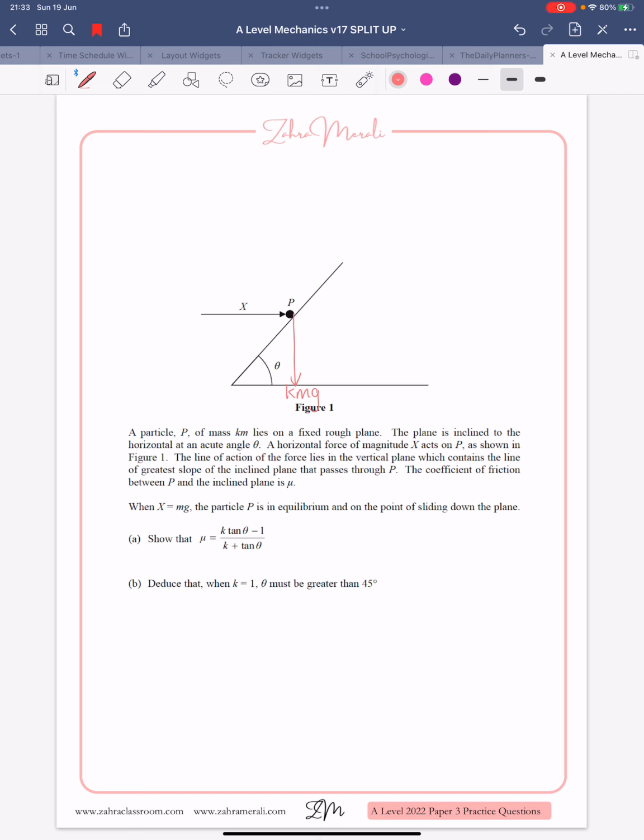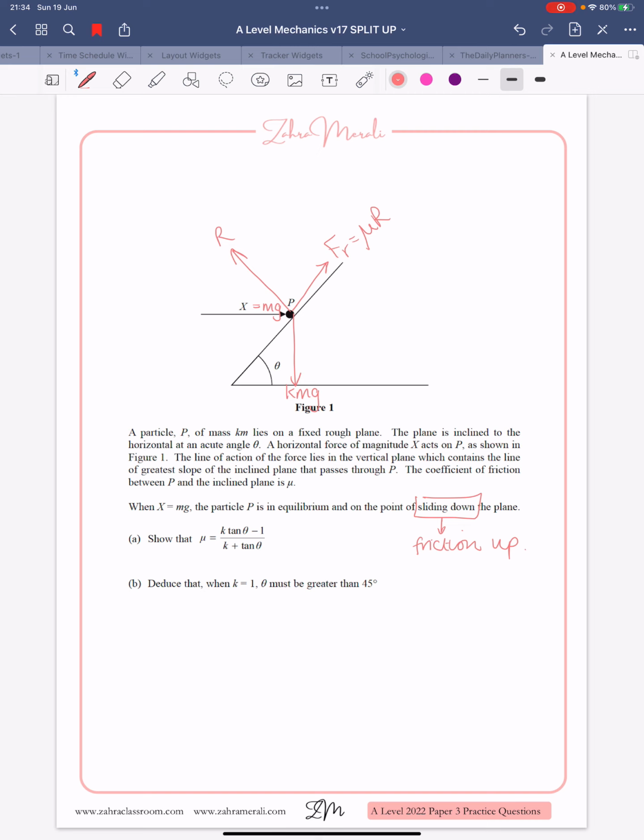When X equals mg, so we're saying X is actually mg, the particle P is in equilibrium and on the point of sliding down. Now the useful bit about this information is that it tells you therefore friction acts up. So if it's on the point of sliding down, you're going to have friction, which we're always going to write as mu R, acting up the slope. We've got our kmg, so we can write in our R like this.